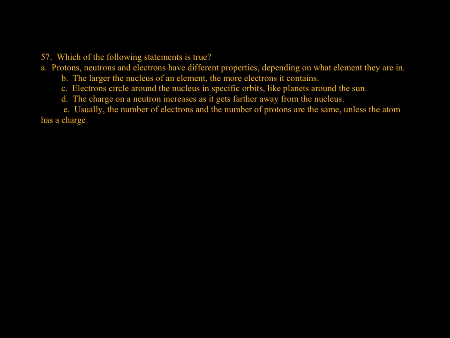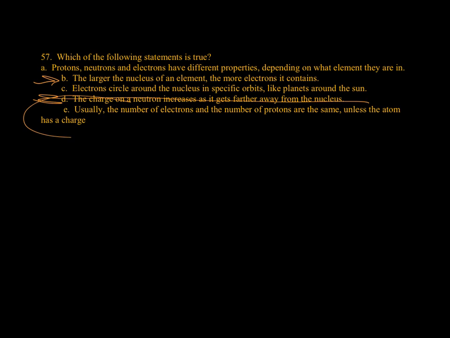Which of these is true? Well, the particles don't have different properties depending on what element they are. The properties of each particle are the same throughout all elements in the universe. Electrons don't orbit like planets around the sun. You could make a case that the larger the nucleus, the more electrons there are, but that's not always true. It would be a good indicator, but it's not always true. And neutrons are always in the nucleus, so that's not going to be right.